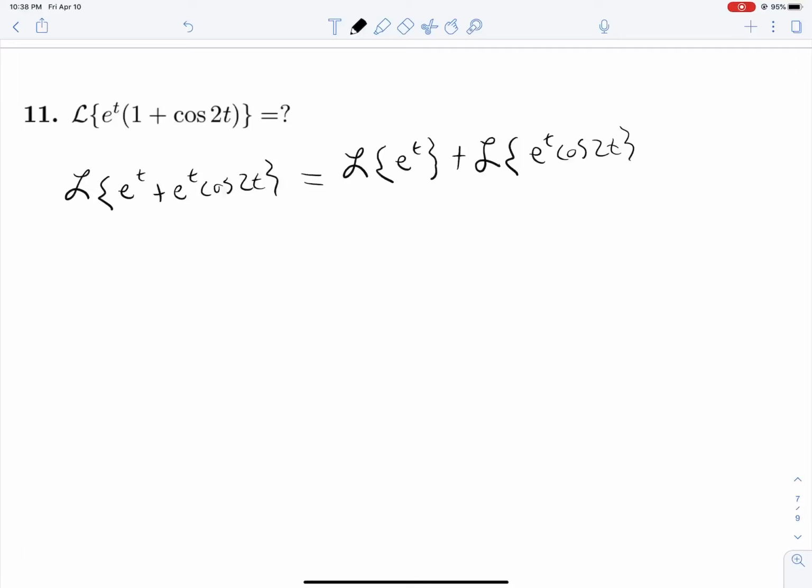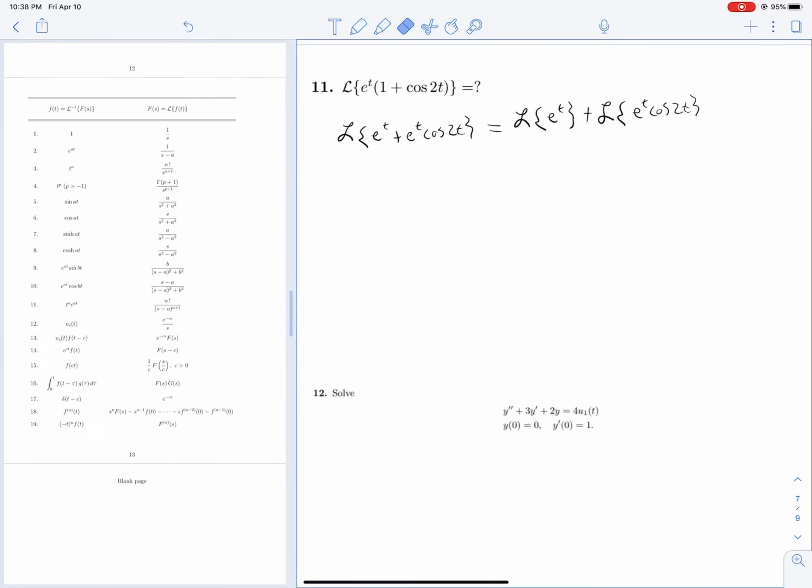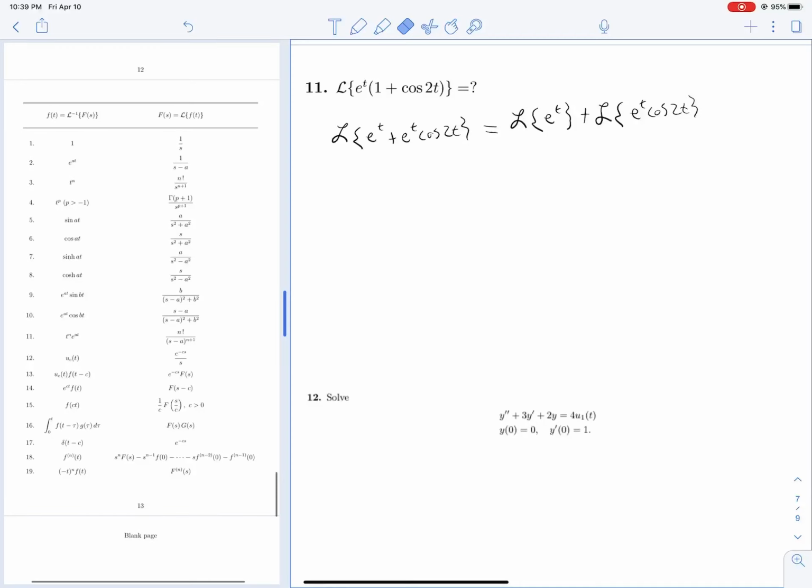And we know how to solve these pretty easily, although I am going to bring in our handy little table over here for future reference. We know that the Laplace of e^(at), so the Laplace of e^t for a equals 1 in this case, is 1 over s minus 1.